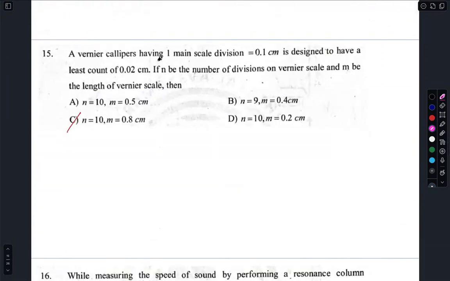Next. Vernier calipers having one main scale division equal to 0.1 centimeters is designed to have a least count of 0.02 centimeter. N is the number of divisions on the Vernier scale and M is the length of the Vernier scale. Then the least count is 0.02.